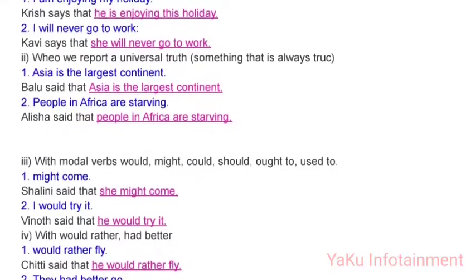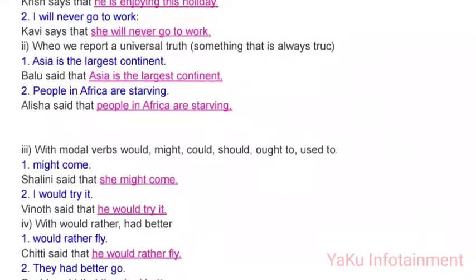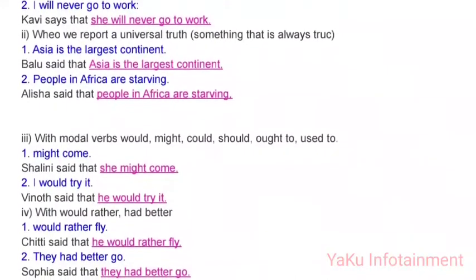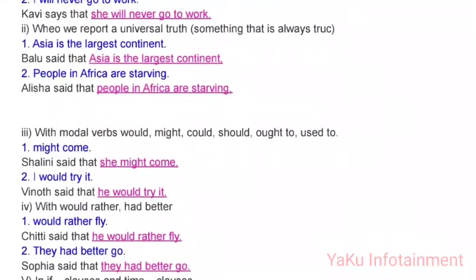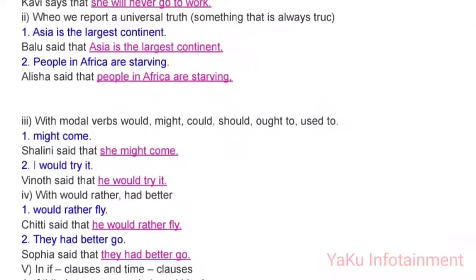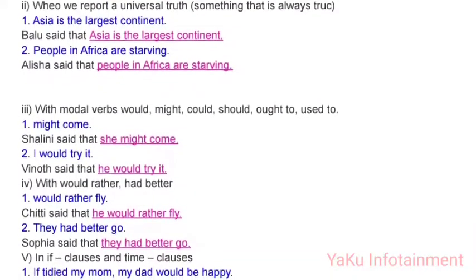With modal verbs would, might, could, should, ought to, used to: 1. I might come. Shalini said that she might come. 2. I would try it. Vinod said that he would try it. Would rather, had better: 1. I would rather fly. Chitti said that he would rather fly. 2. They had better go. Sophia said that they had better go.